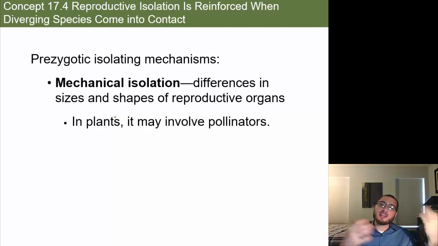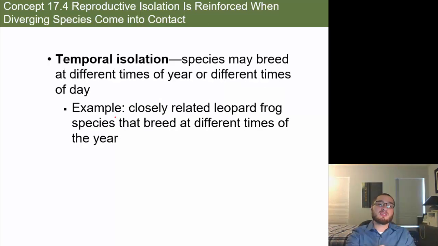That's one way for pre-zygotic isolation to occur. So it's basically stopping the zygote from forming, stopping sperm and egg from coming together. If the reproductive organs do not fit together, if the size or shape isn't right, then they are not going to be able to even form a fertilized egg or form a zygote. So in plants, it may involve pollinators. So if one type of plant isn't pollinated by a similar type of plant, then it is not going to be able to form that zygote.